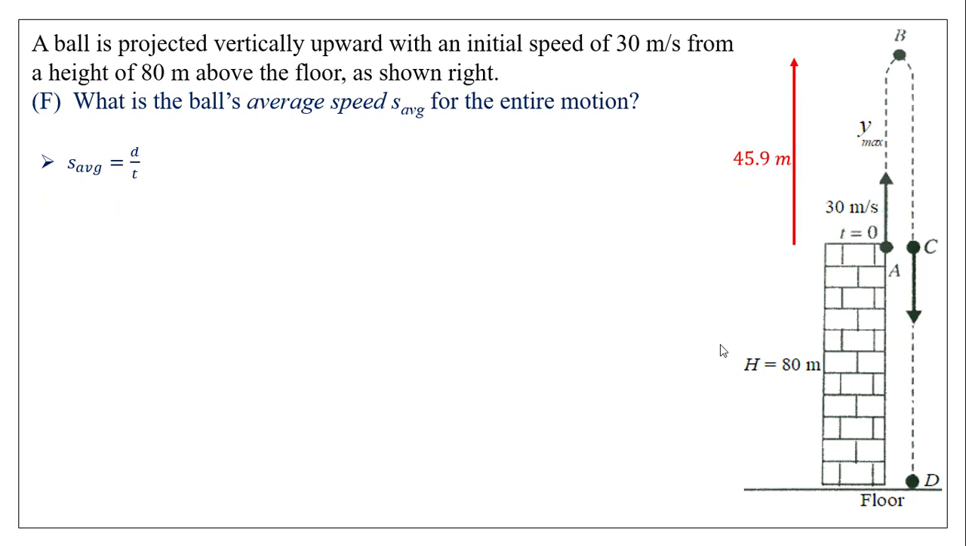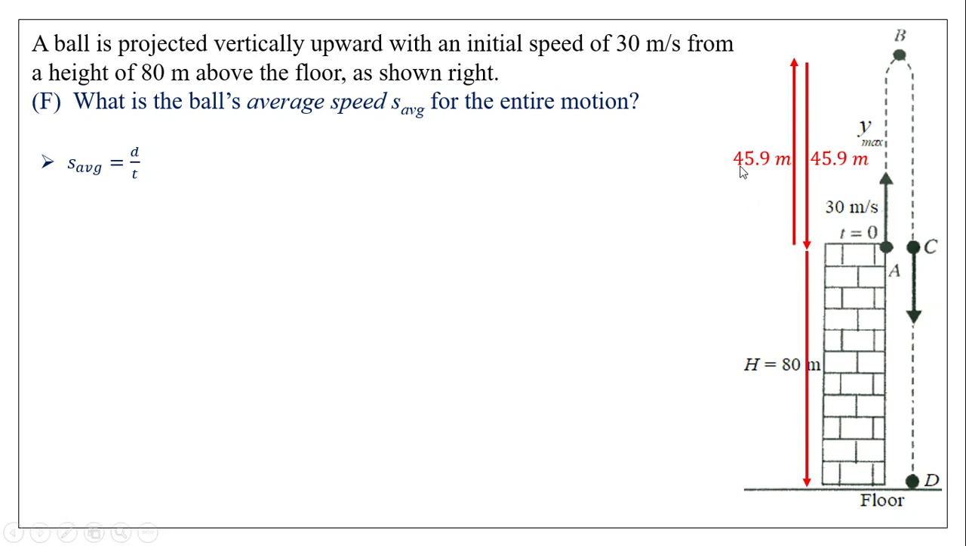Once it stopped, it turns around and has to fall back down, so the second red arrow would be the same distance. If you travel 45 meters upward, to fall back to where you were you would have to travel the same distance, an additional 45.9. From here down to the floor, the diagram says it's 80 meters. So my total distance would be 45.9 plus 45.9 plus 80, because distance is a scalar. It does not care whether you move upward or downward. You just add every step, every motion taken.